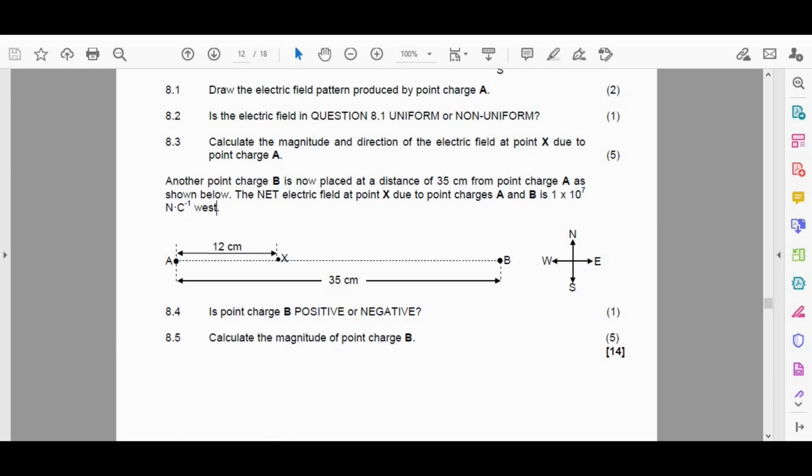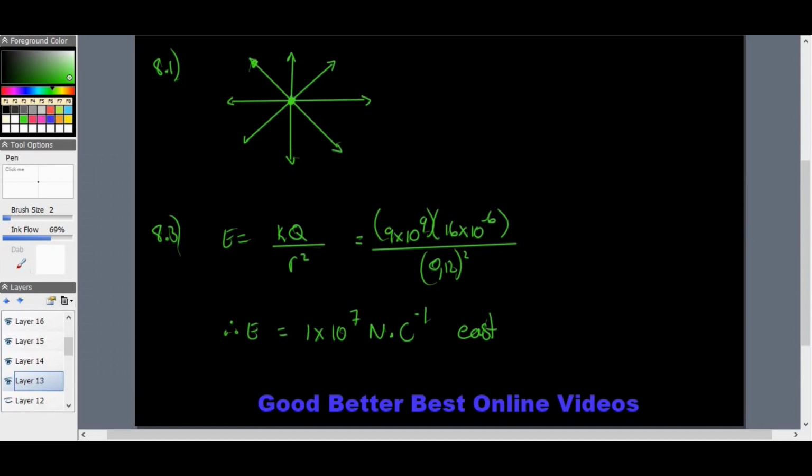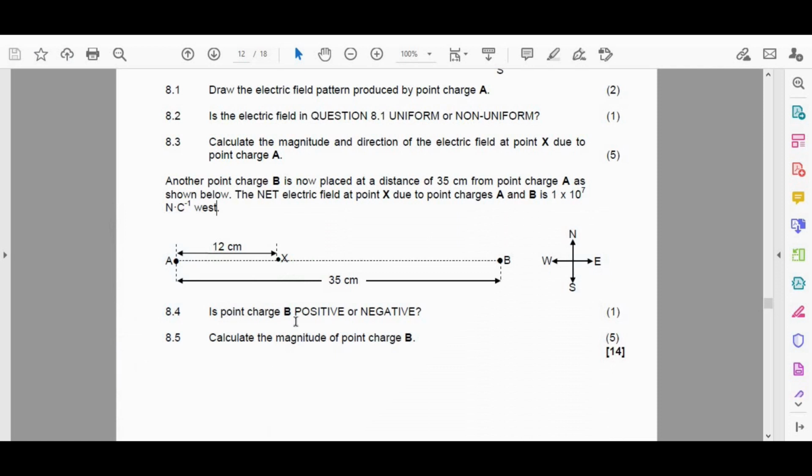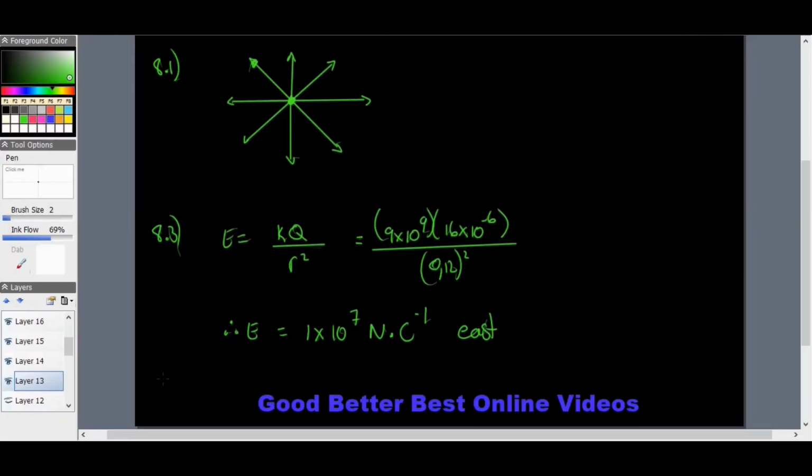Zuleika, do you stick with your answer? She does. I see. She's also right. The thing is, with a lot of students, we sometimes second guess or doubt ourselves. Point charge B is indeed positive. It definitely is positive. So 8.4, the answer to that is positive.